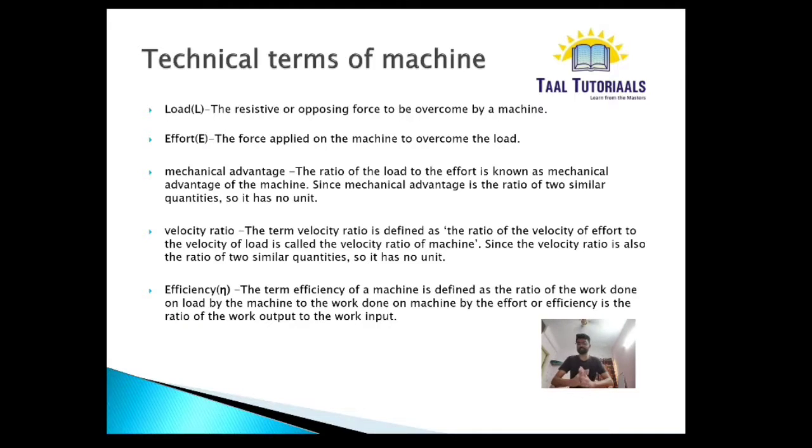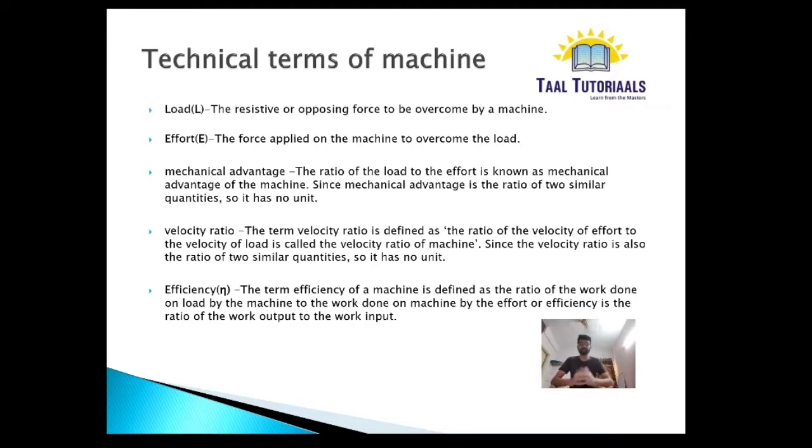The work done by the machine on load is work output. See, the work output is equal to work done on the load. Now we'll come to the last term which I have shown in this page, that is efficiency, and that type of sign is nothing, that is eta. Okay. So what is efficiency?